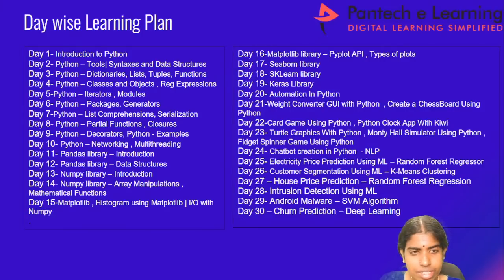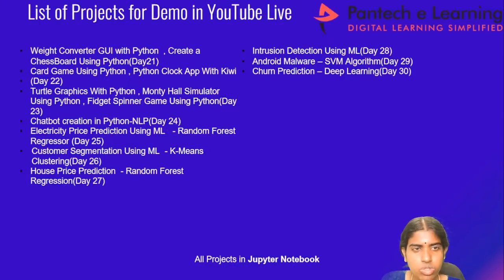And then I will be discussing libraries. What are all the different types of libraries available in Python? I am going to create a weight converter GUI using Python, chessboard game, card game, clock app, turtle graphics. I am going to discuss different types of games that can be developed using this Python language. So automation.